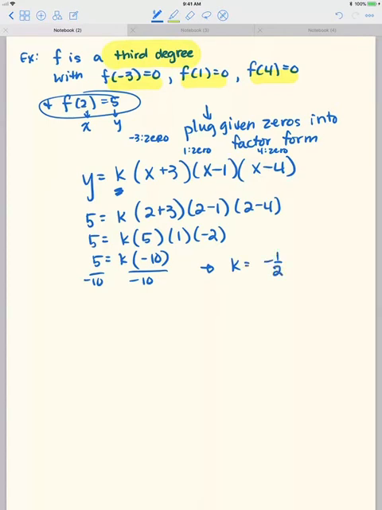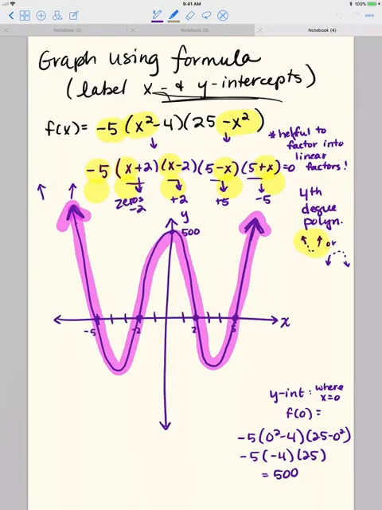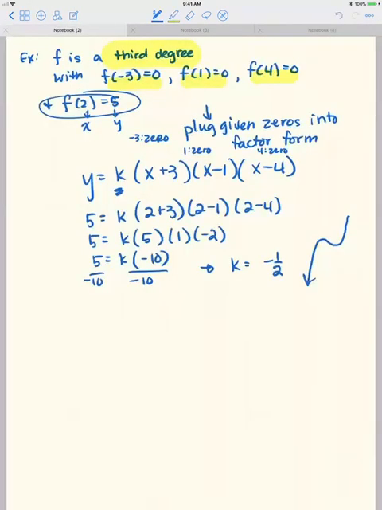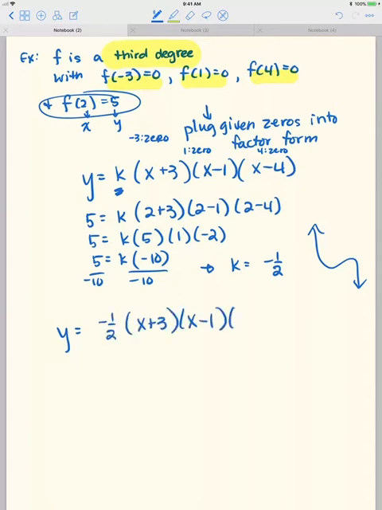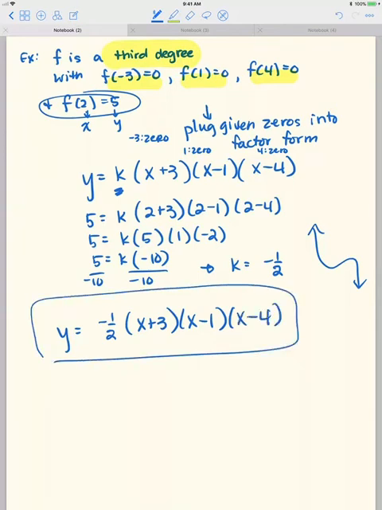So this is actually going to be a third degree polynomial with a negative coefficient. So its shape will look something not that direction. Eraser. Here we go. It'll look more like that guy. But the formula is negative 1/2 times x plus 3 times x minus 1 times x minus 4. And you do not have to expand that out. You're welcome to leave it in factored form, reflecting the fact that those are the zeros.